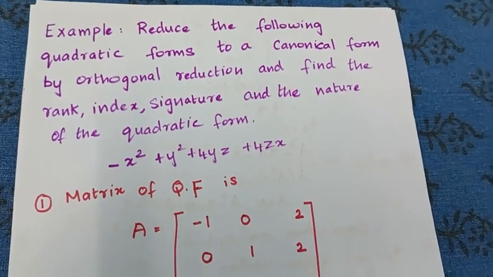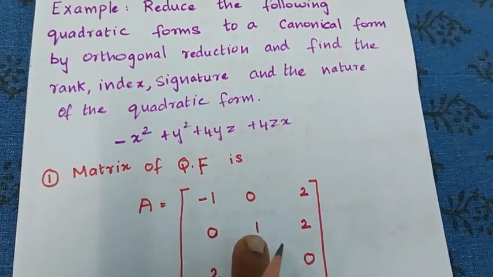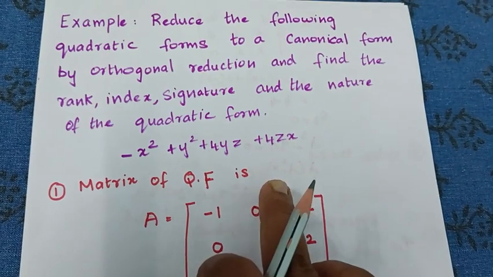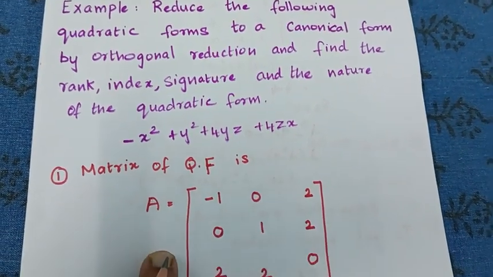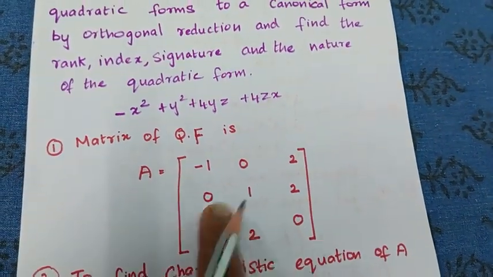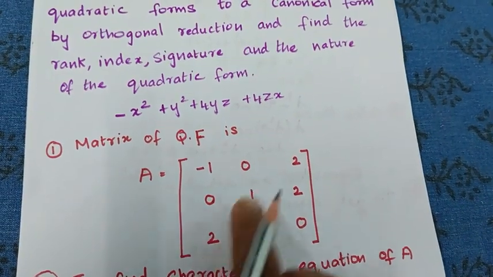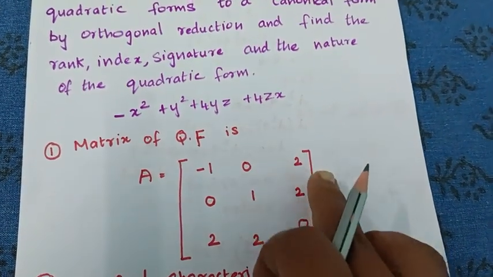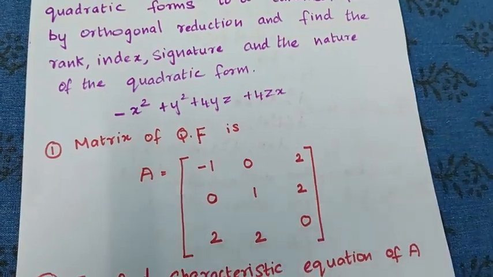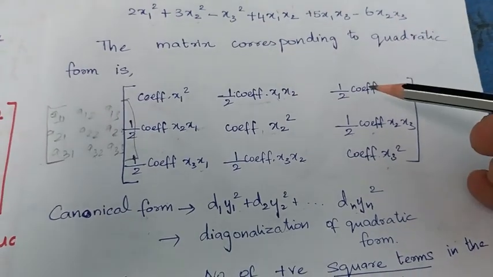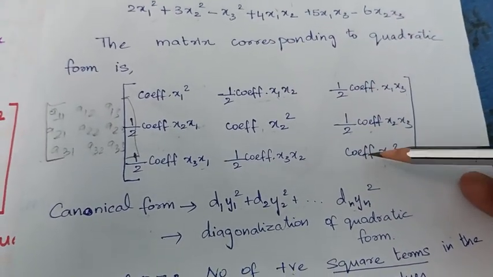So first step is the matrix of the quadratic form. Here we have written the given quadratic form in the form of a matrix. A equal to minus 1, 0, 2, 0, 1, 2, 2, 2, 0. This is the matrix corresponding to the quadratic form.